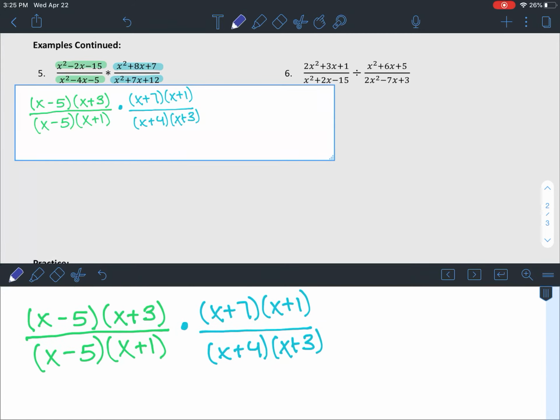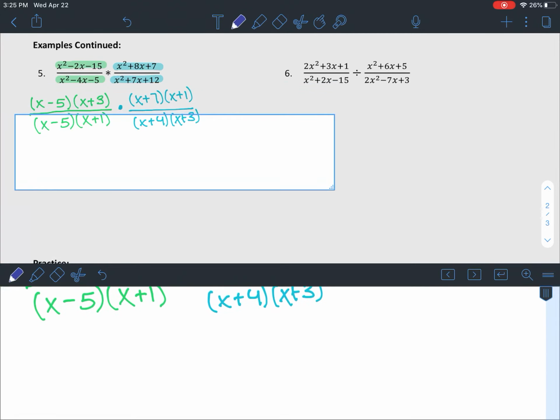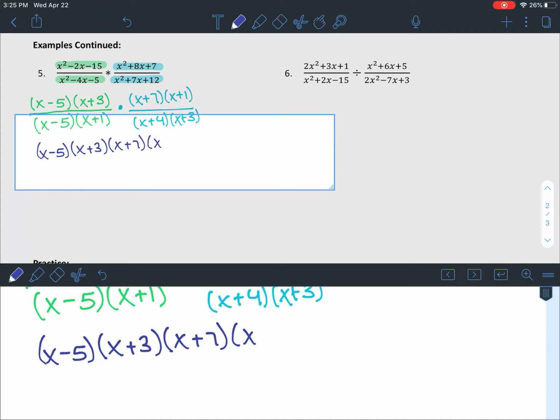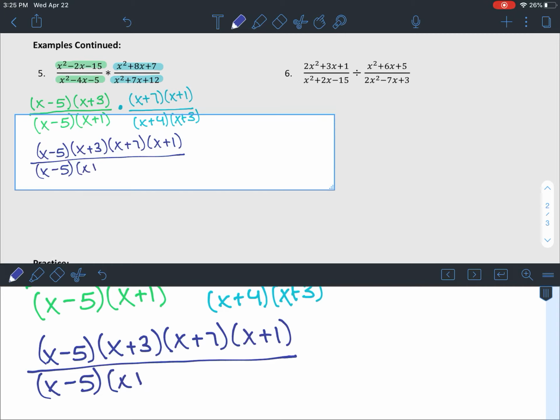From here, I'm going to combine. So I'm going to multiply, and what I'm going to do is just combine straight across. So I'm going to have x minus 5, x plus 3, x plus 7, and x plus 1 on the top. And on the bottom, I'm going to have x minus 5, x plus 1, x plus 4, and x plus 3.